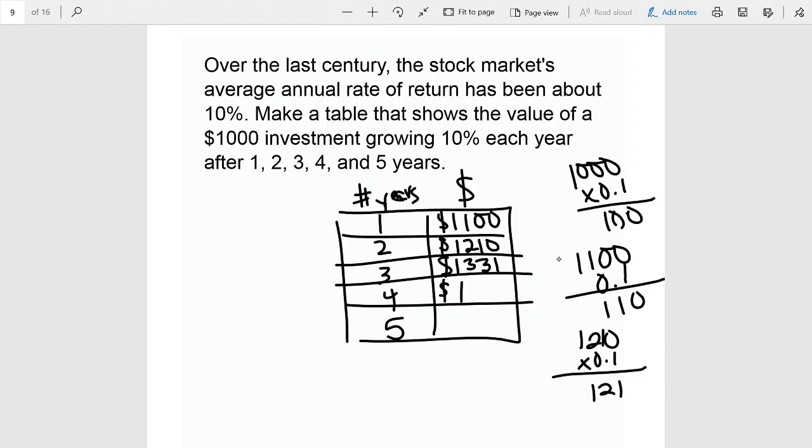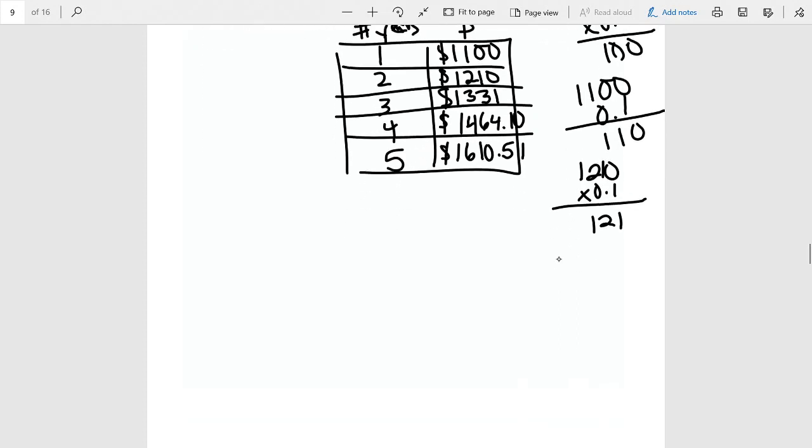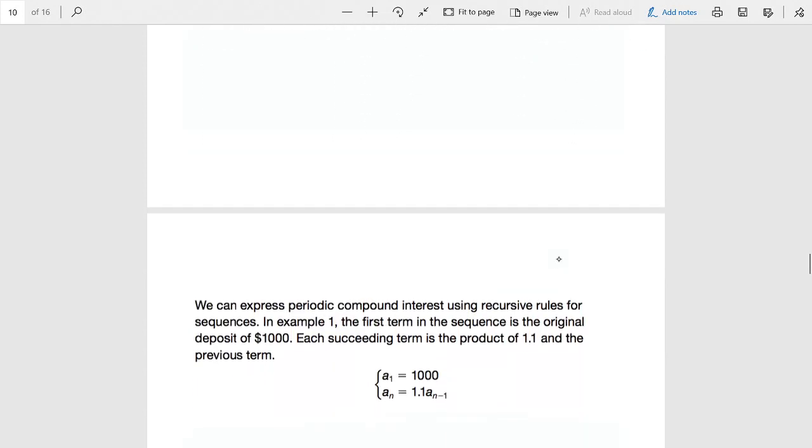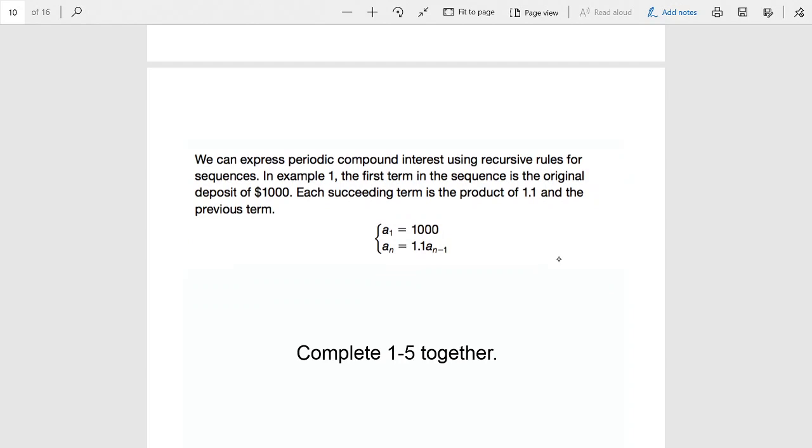By the fourth year, I get $1,464.10, and by the fifth year, I am already at $1,610.51 using that compound interest. So we can see how quickly it can start growing after a few years using compound interest. This is why people like to put their money in the stock market to potentially get that growth. It doesn't always happen because the stock market always has some amount of risk, but it is a good potential growth.